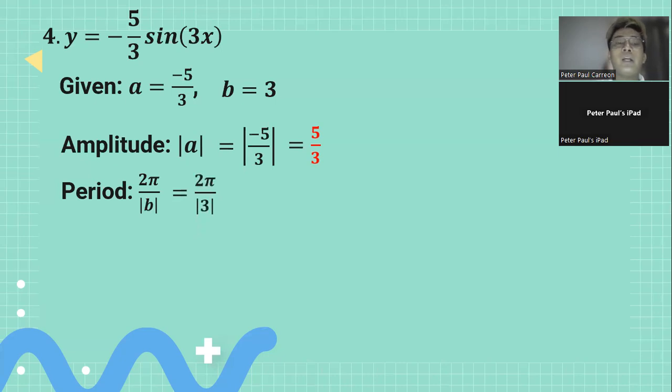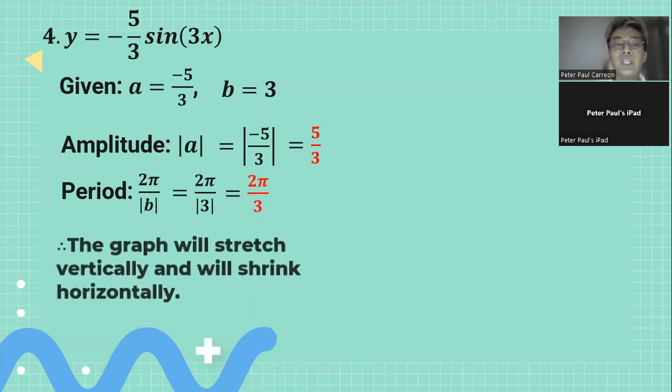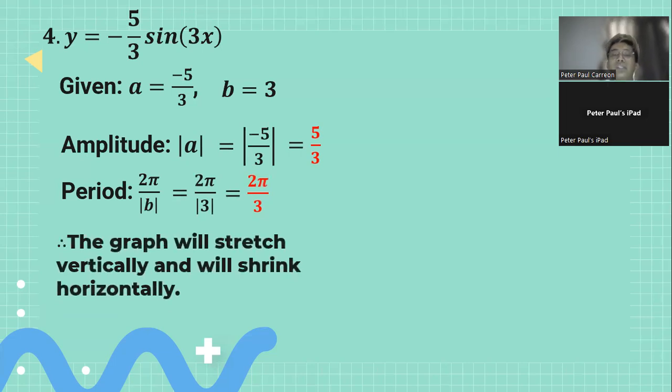For the period, we have 2 pi over the absolute value of B. That's equal to 2 pi over the absolute value of 3. So 2 pi over 3 lang siya, radian. So every 2 pi over 3 radians, uulit yung ating graph. For the interpretation of the graph, it will stretch vertically and will shrink horizontally.